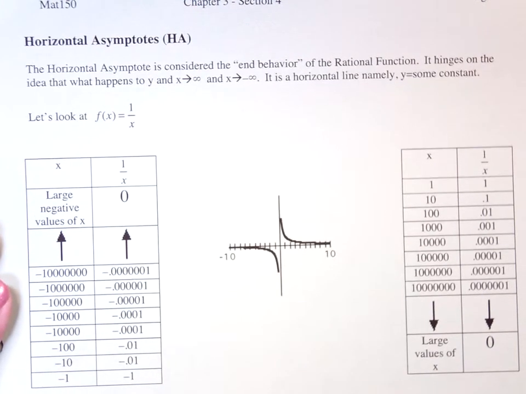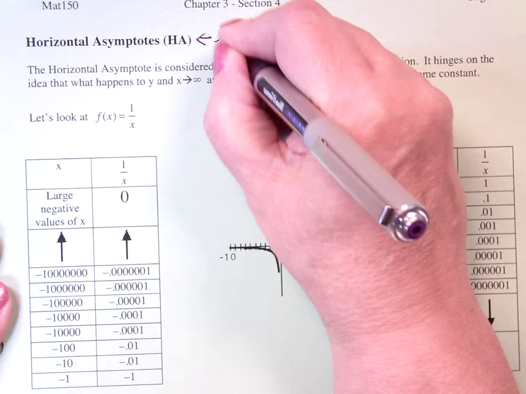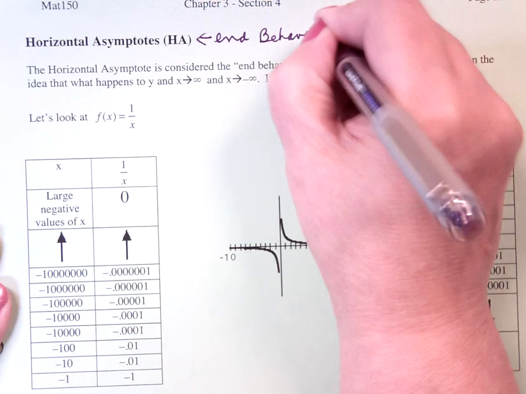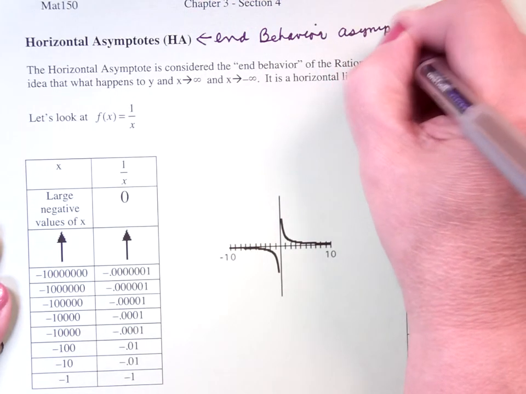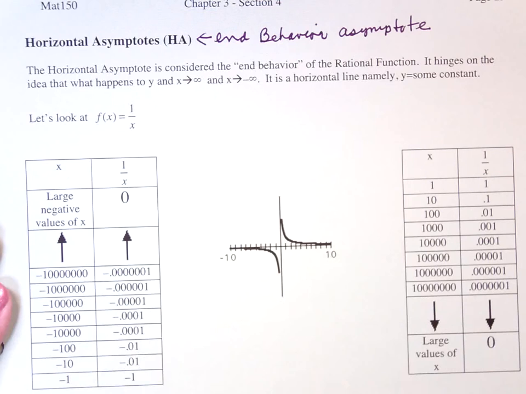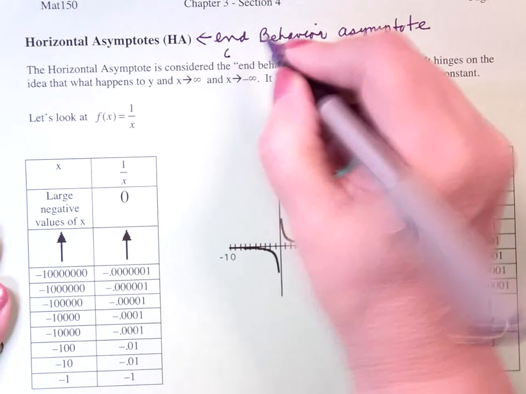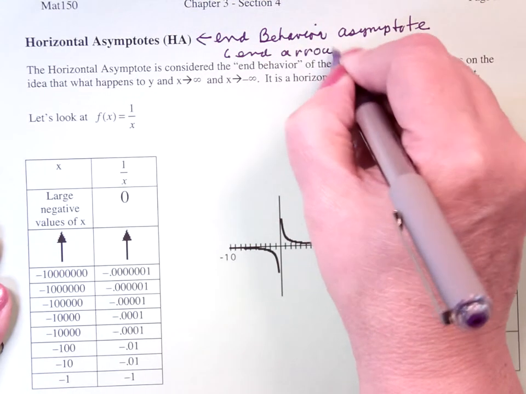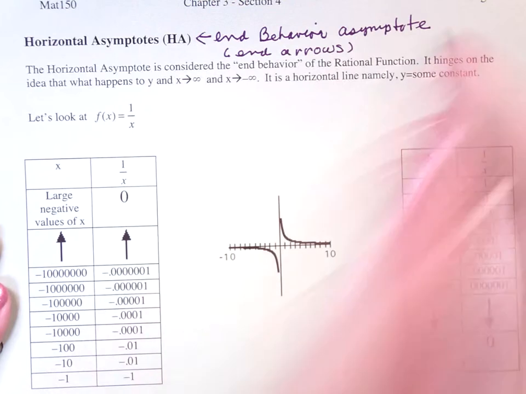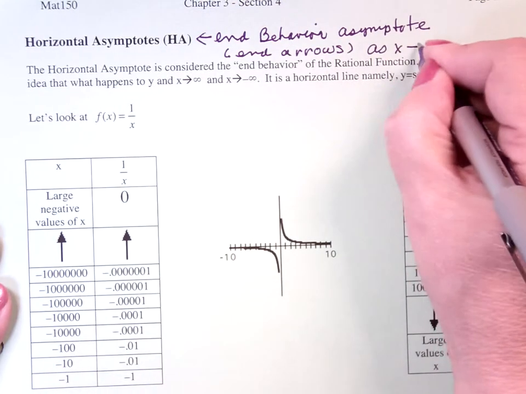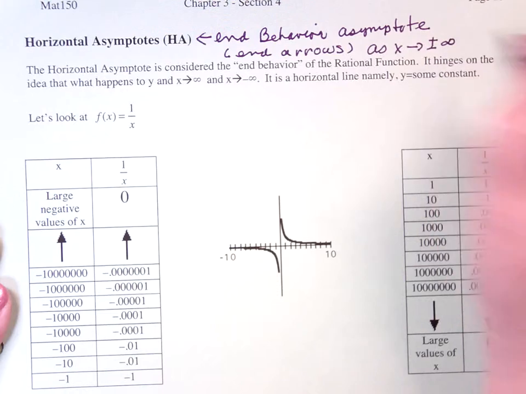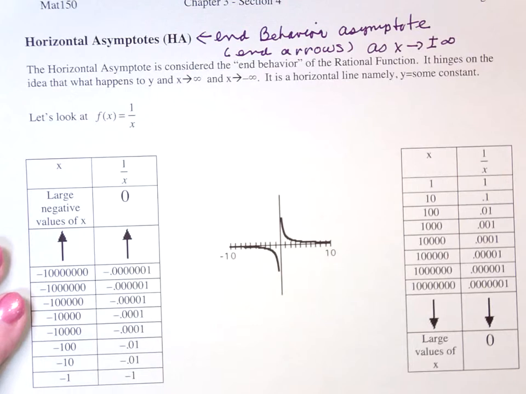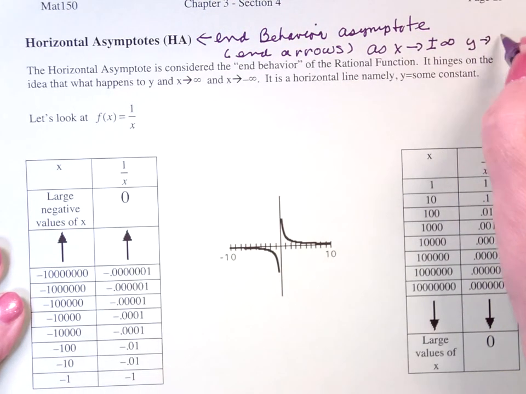What the horizontal asymptote is, it's an end behavior asymptote. And remember, anytime I say end behavior, these are the end arrows. Where do the arrows go at the end? As x goes to plus or minus infinity, as it gets very, very large, one direction or the other, the question is, y goes where?